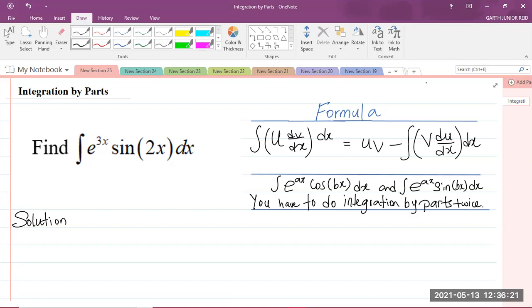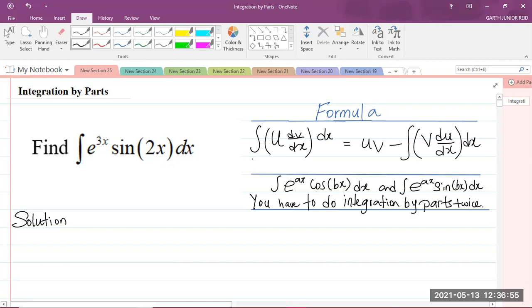All right. So you should remember the formula for integration by parts. I have it here to my right, which says the integral of u dv by dx with respect to x is equal to u times v minus the integral of v du by dx with respect to x. All right. Now the question says we are to find the integral of e to the power of 3x multiplied by the sine of 2x with respect to x.